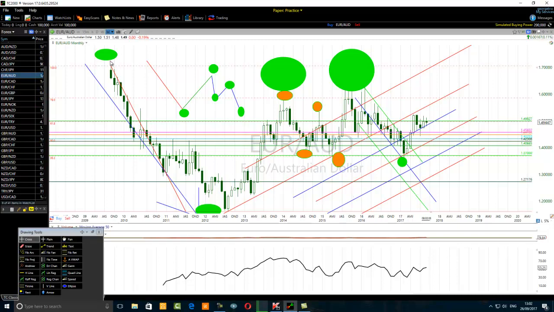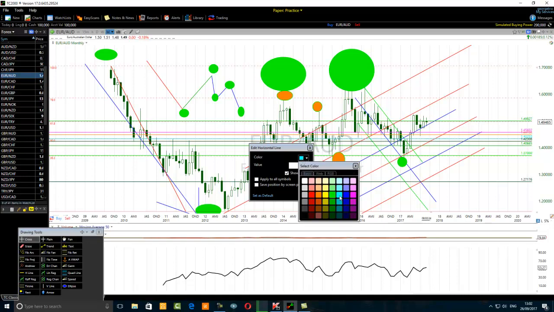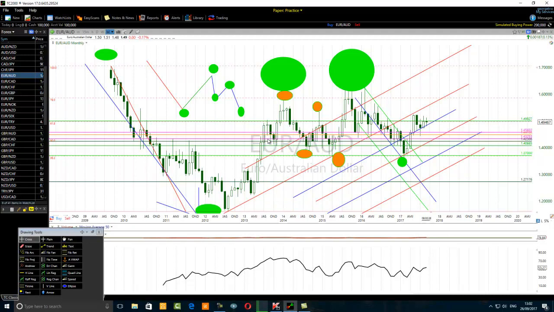So let's analyze this move here. You see, the price went down from here to here. If you apply Fibonacci retracement from here to here, you will highlight the 50% Fibonacci retracement, which I'm going to color into pink. That's the 50% Fibonacci retracement.